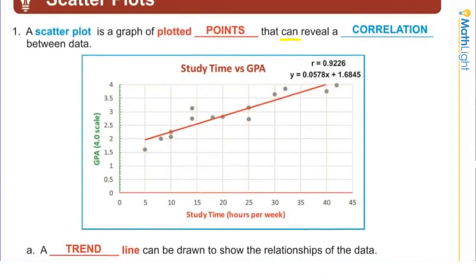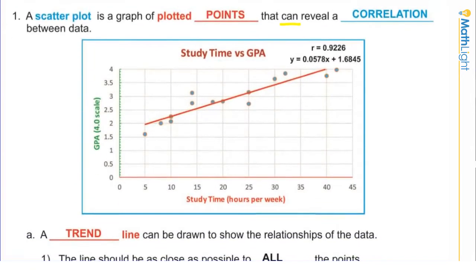So let's go back up and look at our scatter plot here. And you can see we have an R of 0.9226. That's fairly close to 1. And you can see our dots are fairly close to the line. Now, if they were even closer, that number would be even higher. If they were more scattered or further away from the line, then that number would be lower.